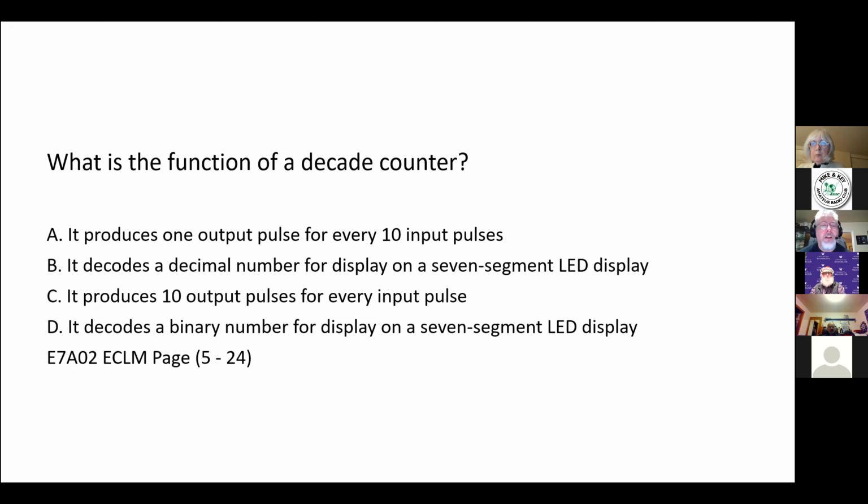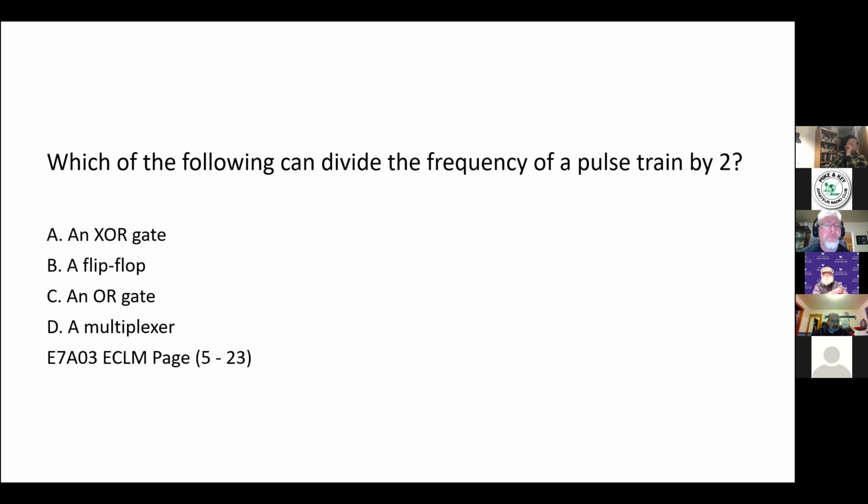What is the function of a decade counter? A, it produces 1 output pulse for every 10 input pulses. B, it decodes a decimal number for display on a 7-segment LED display. C, it produces 10 output pulses for every input pulse. Or D, it decodes a binary number for display on a 7-segment LED display. Alpha. Alpha is correct. It produces 1 output for every 10 input pulses.